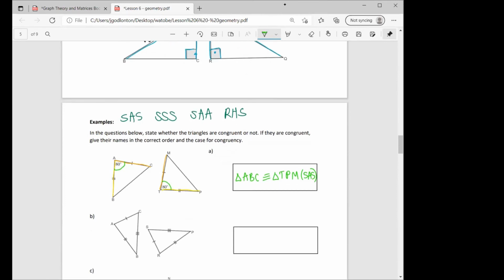Okay. All right, have a look at B for me. Tell me which two triangles, tell me the congruency, and then tell me the reason.